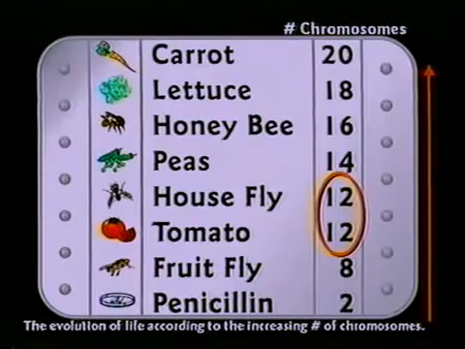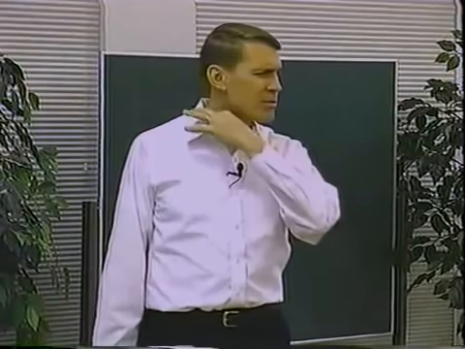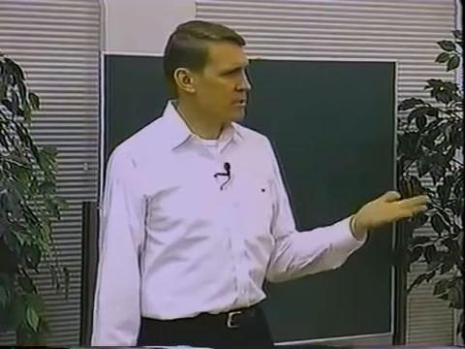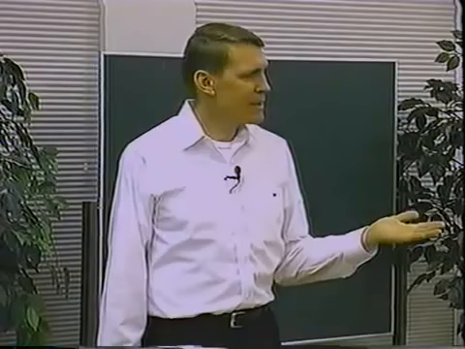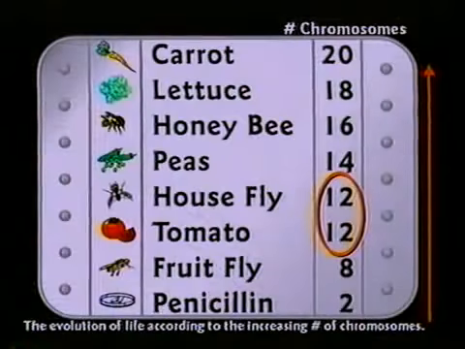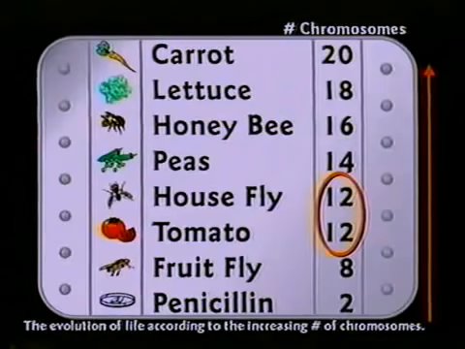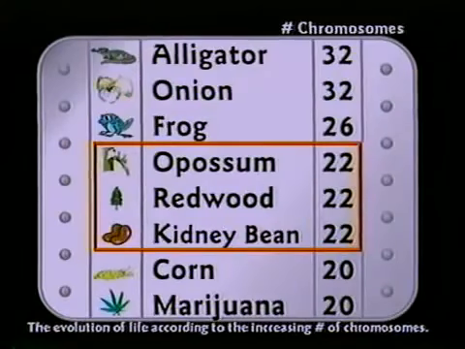This would be like the number of instruction manuals to build that organism. A tomato and a housefly, same number of chromosomes. Does that prove anything? Slowly it evolved into a pea, of course, with 14 chromosomes, and then I'd add the numbers up. These are the actual number of chromosomes found in these organisms. Now, possums, redwood trees, and kidney beans all have 22.